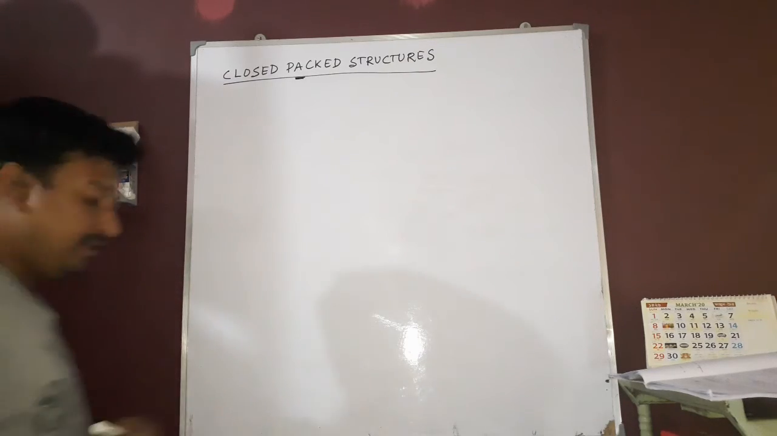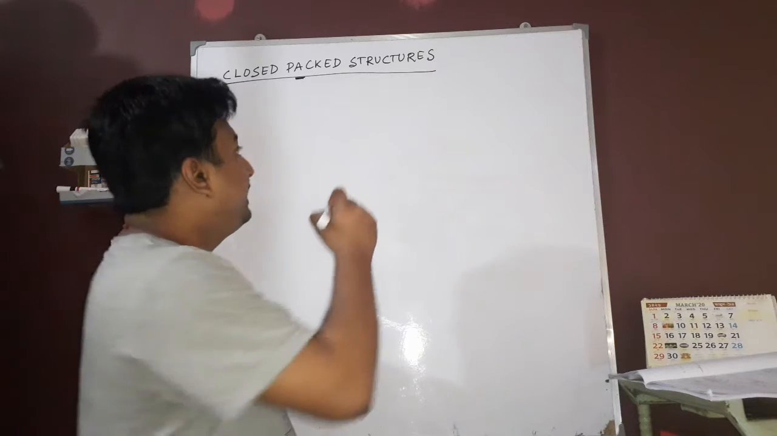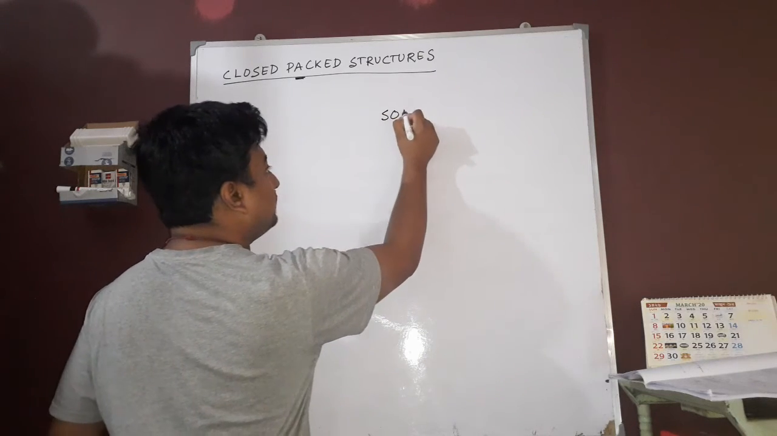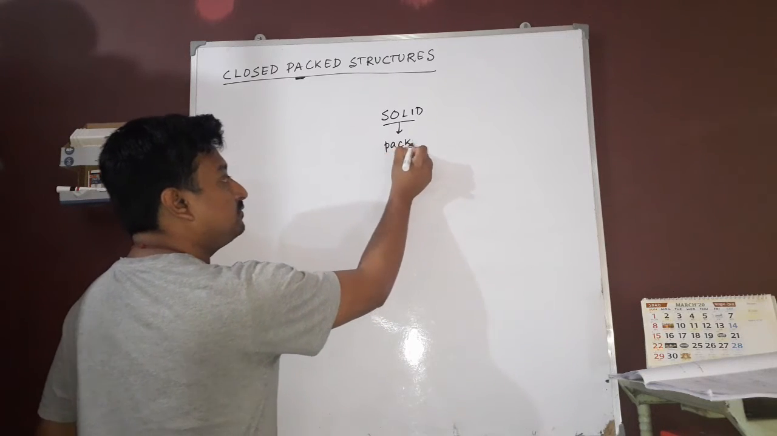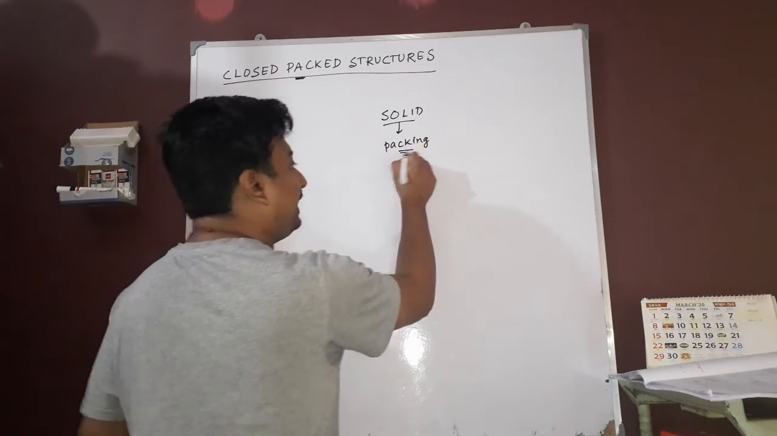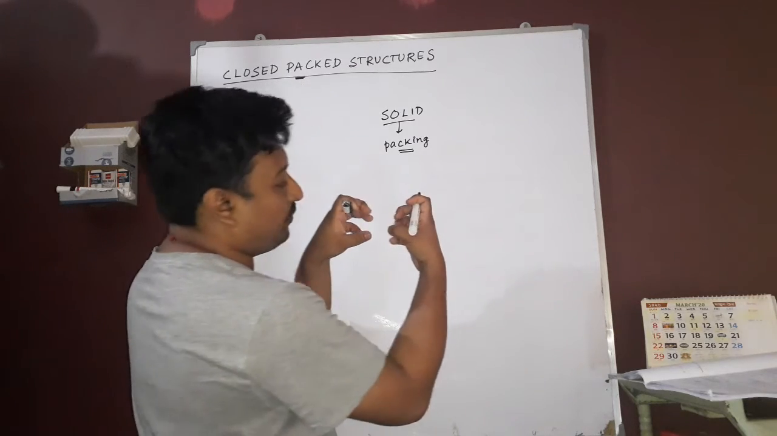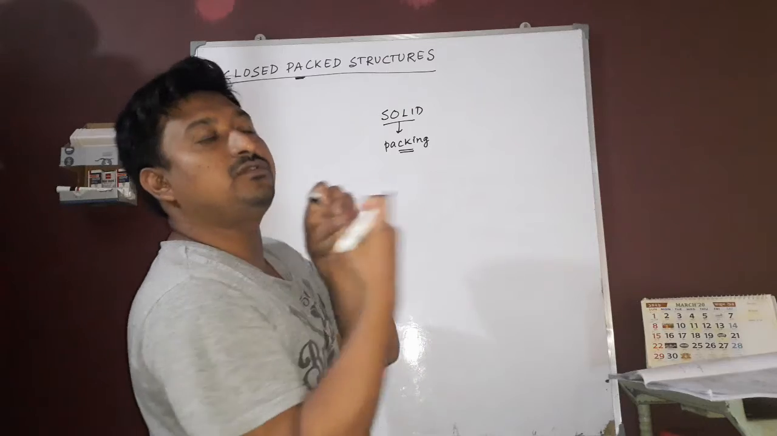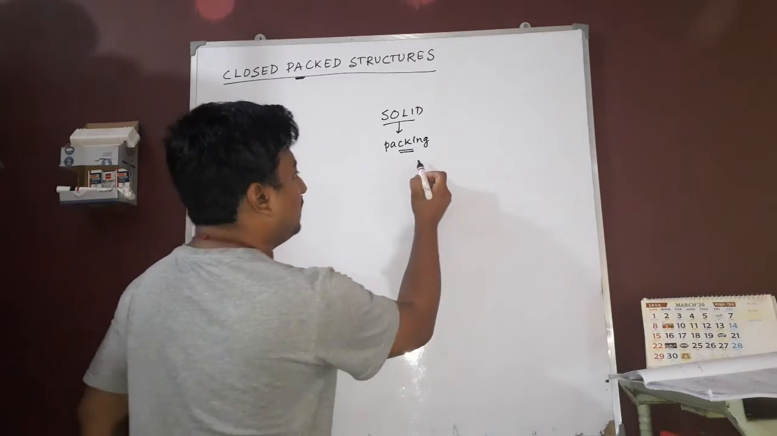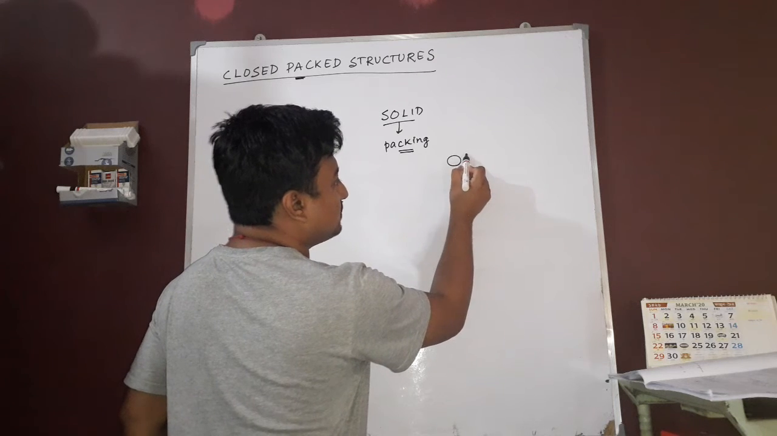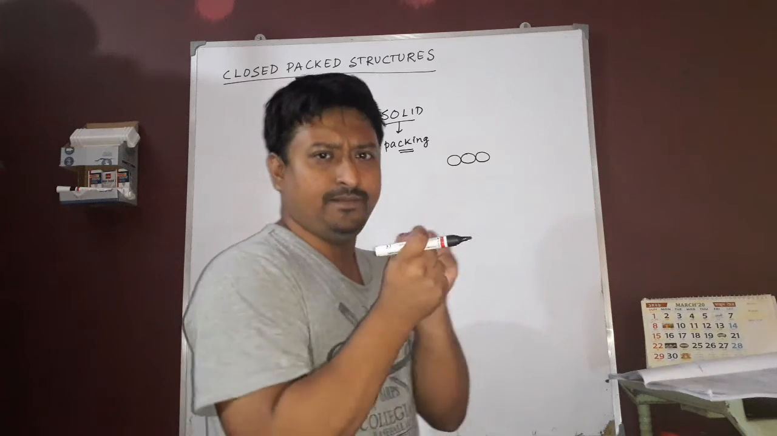Let me tell you one very fundamental rule. When a solid undergoes packing, what happens? The atoms try to form the most close structures. Close structures means they will be close with each other. They try to be closer, right?